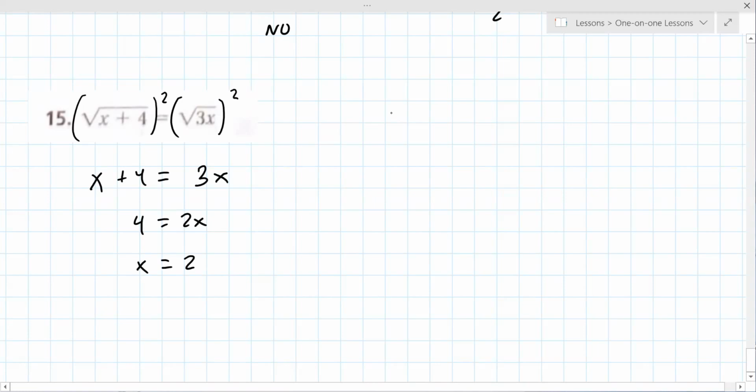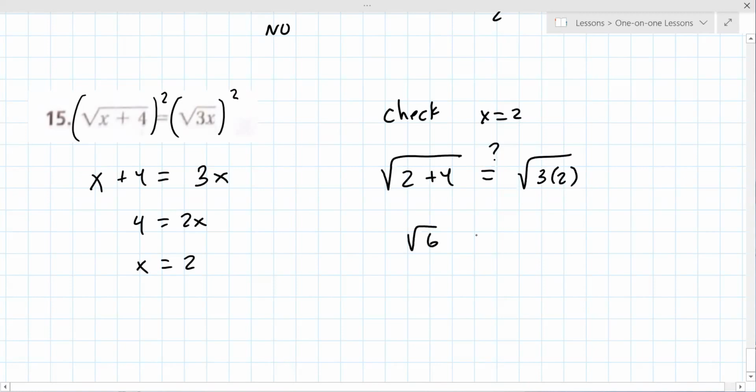2. Let's check x equals 2. Is the square root of 2 plus 4 equal to, question mark, the square root of 3 times 2? Is the square root of 6 equal to the square root of 6? Yes. Okay, so we're comfortable with our answer there.